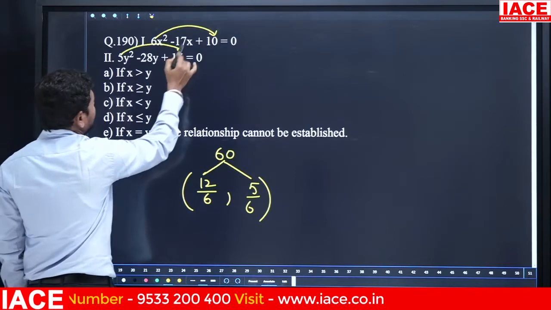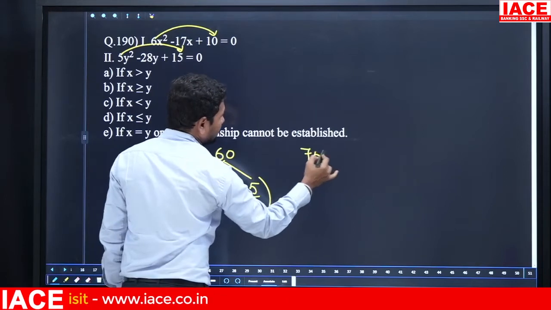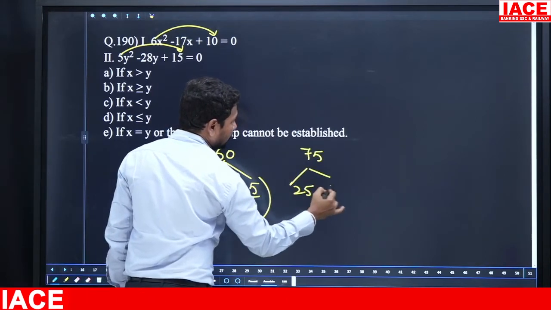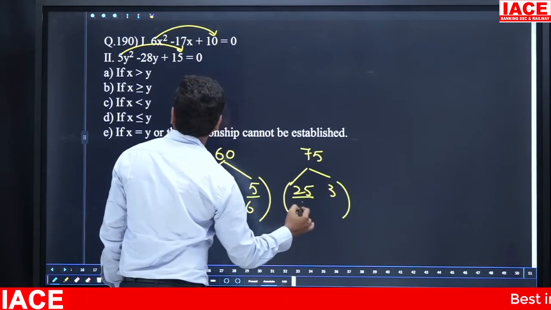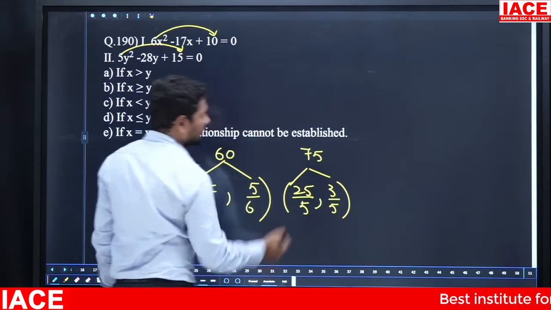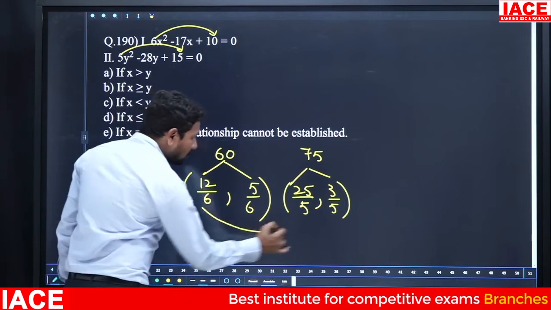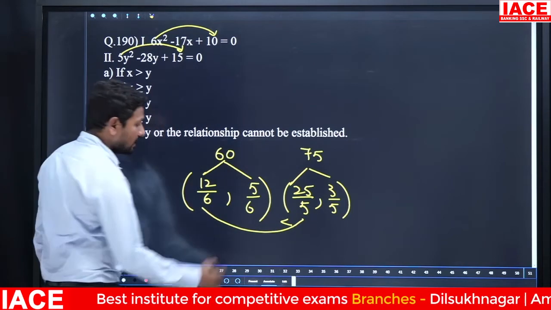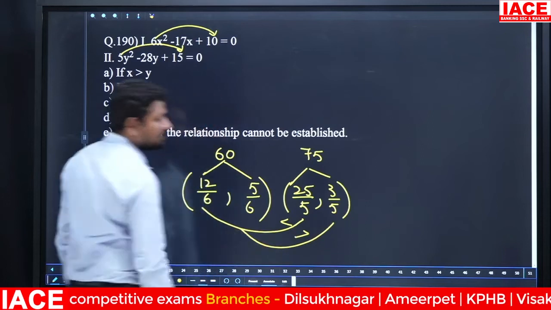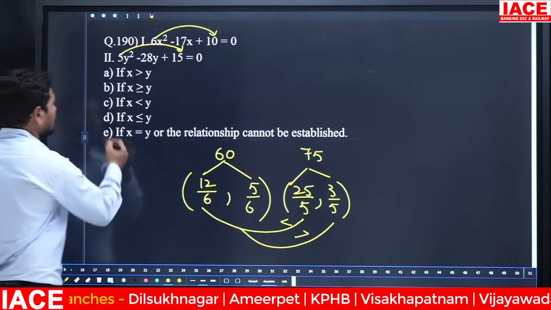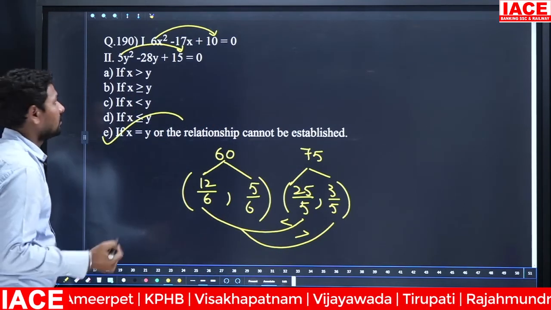Next, 5 fifteens is 75. The factors of 75 are 25 and 3, and divide with 5. These final factors are 5 comma 3 by 5. Compare it: 2 to 5, 5 is bigger. And 2 to 3 by 5, 2 is bigger. Then the final answer, less than and greater than, means the option is cannot be determined. Option E.